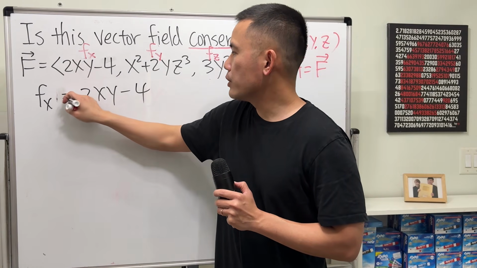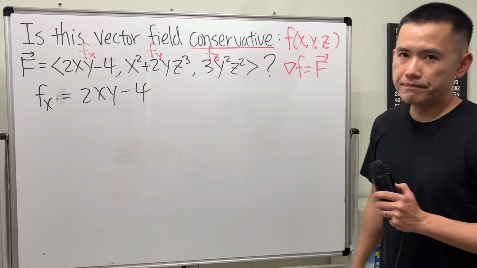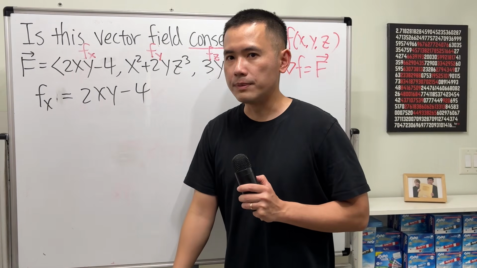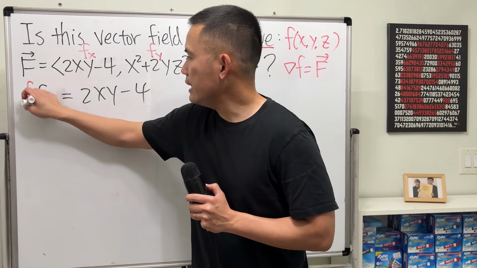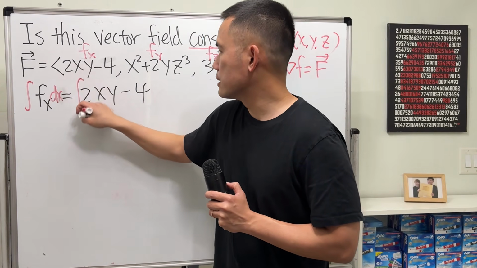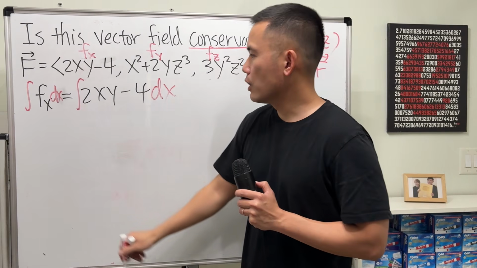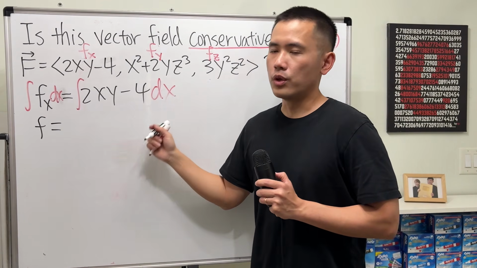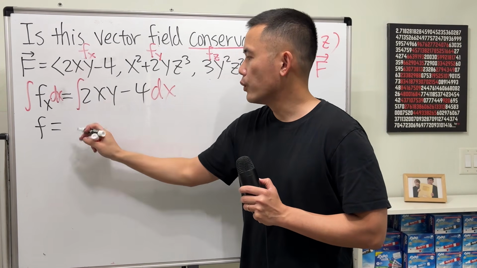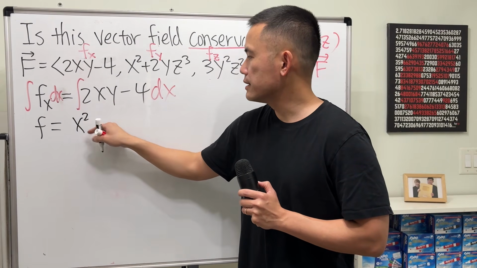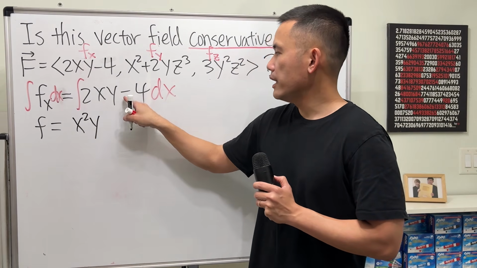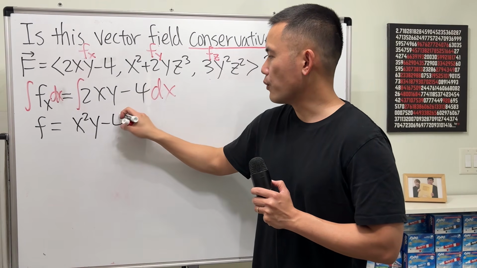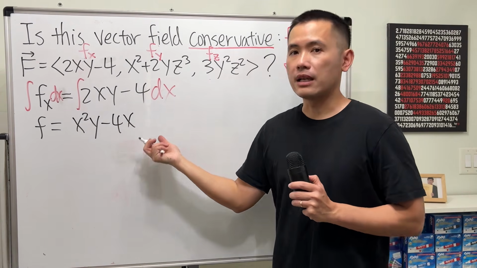Well, I want to get back to the original function f. We took the derivative with respect to x already. We just have to integrate it with respect to x. So we can get the f right here. And integrating this in the x world, just focus on this part, we will get x squared, and y is a constant, keep it. Integrating minus 4, we get minus 4x. But we have to add a constant.